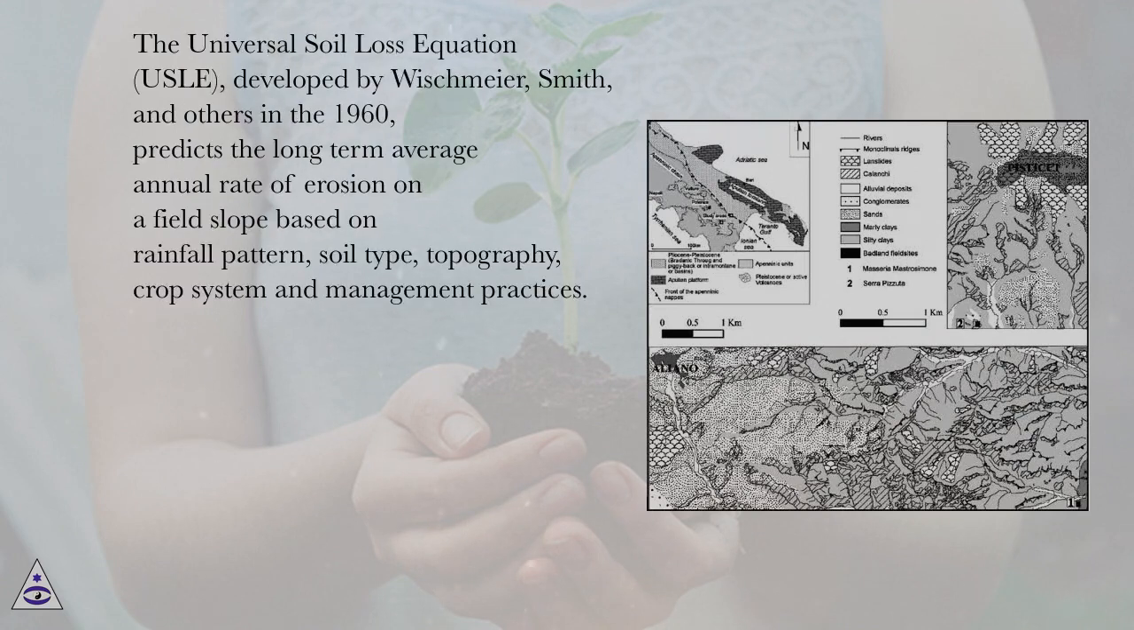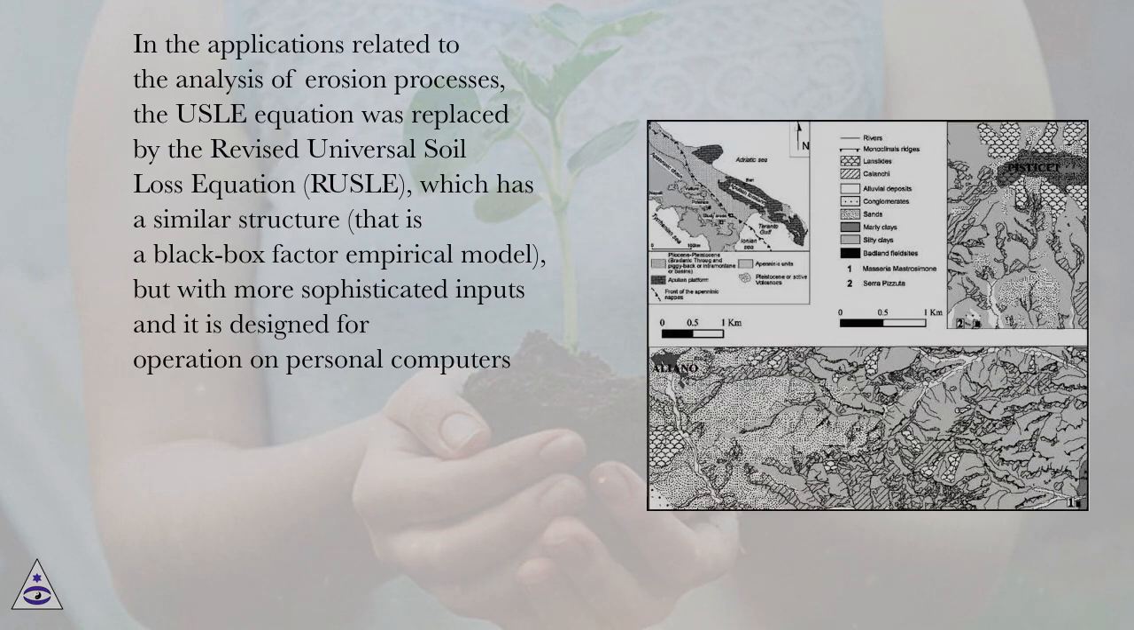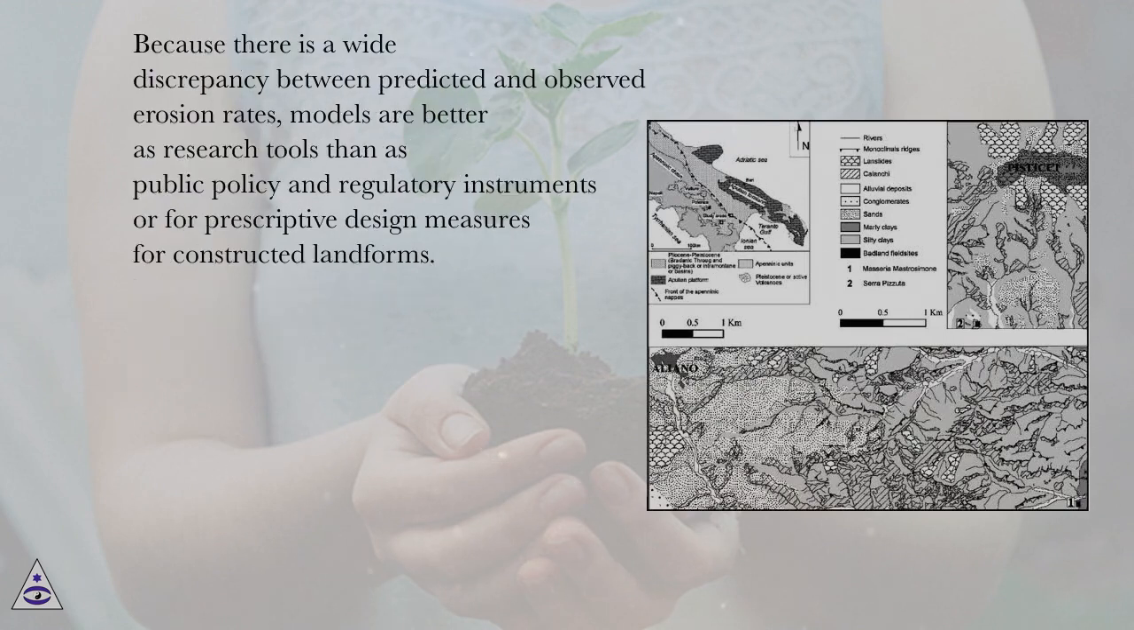The Universal Soil Loss Equation, USLE, developed by Wischmeier, Smith, and others in the 1960s, predicts the long-term average annual rate of erosion on a field slope based on rainfall pattern, soil type, topography, crop system and management practices. In the applications related to the analysis of erosion processes, the USLE equation was replaced by the Revised Universal Soil Loss Equation, RUSLE, which has a similar structure, that is a black box factor empirical model, but with more sophisticated inputs, and it is designed for operation on personal computers.